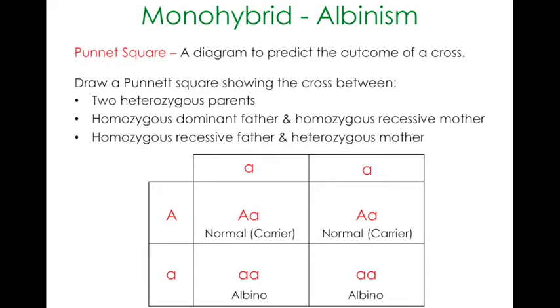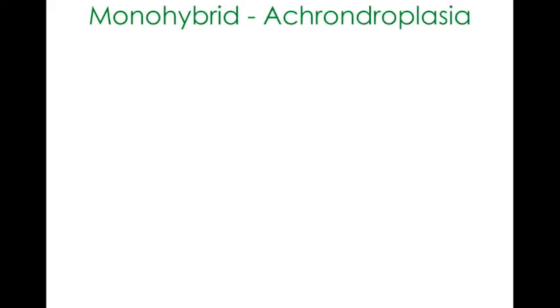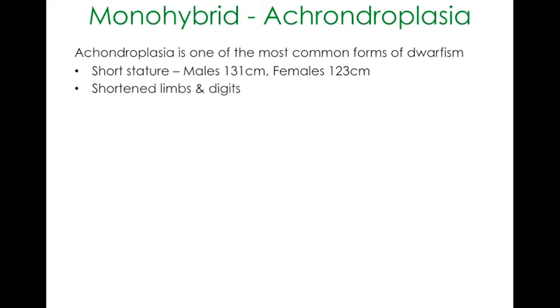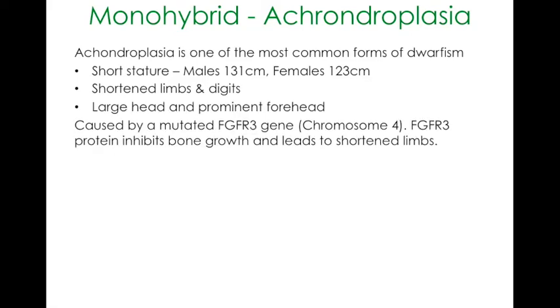Okay, let's look at another example now. We're going to look at an example called achondroplasia. Achondroplasia is one of the most common forms of dwarfisms, okay? Characterized by a short stature. Males tend to be about 131 centimeters, females 123. They have shortened limbs and digits, and they also have a larger head and prominent forehead, okay? Now, achondroplasia is caused by a mutated FGFR3 gene, okay?